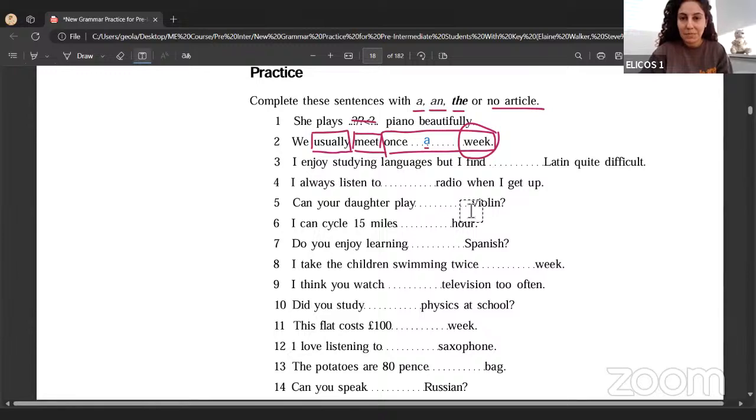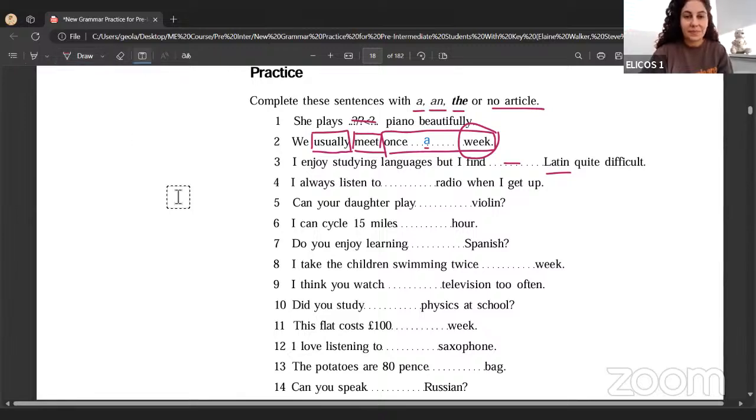I enjoy studying languages, but I find English quite difficult. No, remember, for subjects like languages, we don't put an article. But I find Latin quite difficult. No articles, because it's an academic subject. Even if you said, but I find history quite difficult, or I find maths very hard, it's a subject, no article.